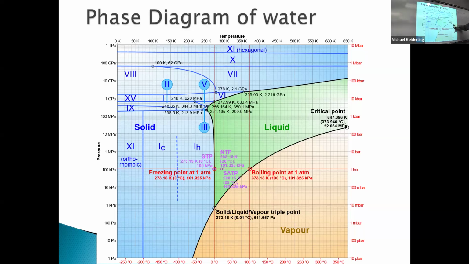Beyond the critical point, you get into a fuzzy region where the difference between liquid and gas isn't really there. So beyond the critical point, instead of a sharp transition from liquid to gas, it's a gradual transition. It's fuzzy beyond that point. So there's some interesting things you can do with that.